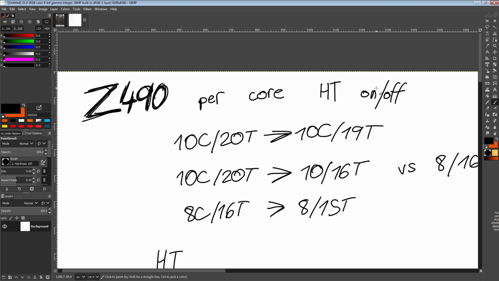So yeah, I'm excited. I'm excited to play with hyperthreading per core. That's a really, really neat little toy to play with. So yeah, anyway, that's it for this video.